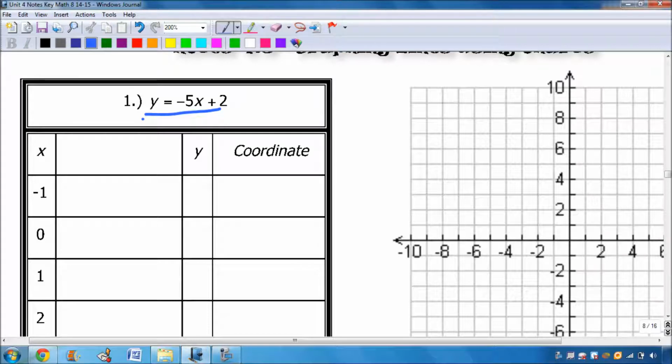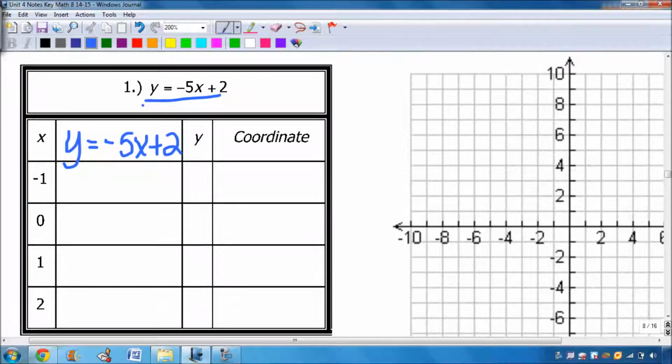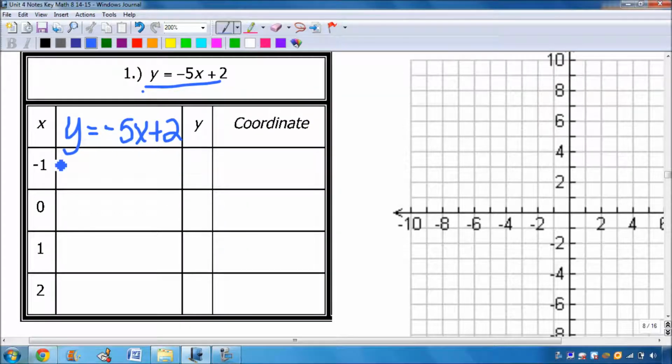Now the y is already isolated in this example, so I don't have to do anything to get the y by itself. This box right here, we're going to just fill in what y is equal to when it is isolated. So here, y is equal to negative 5x plus 2. Okay, so now all I need to do is figure out what my coordinates are. Now in this chart, all of these values are just given to you randomly. You could choose any points that you want because a line has infinite points, right? A line goes on forever, so you have a lot of points that you can choose from. So I just randomly chose these numbers and put them in.